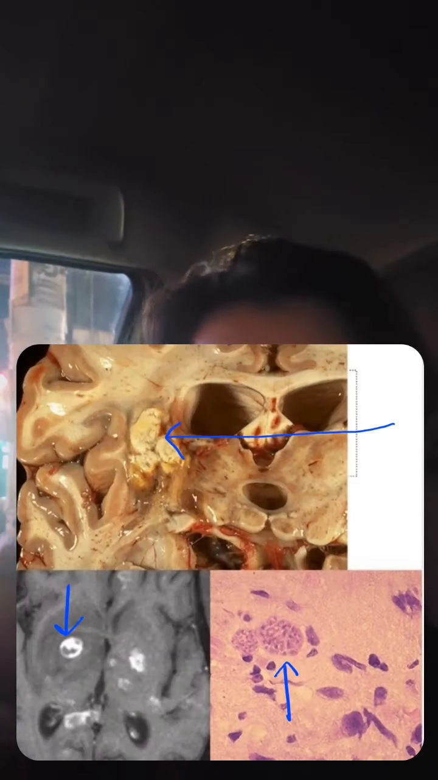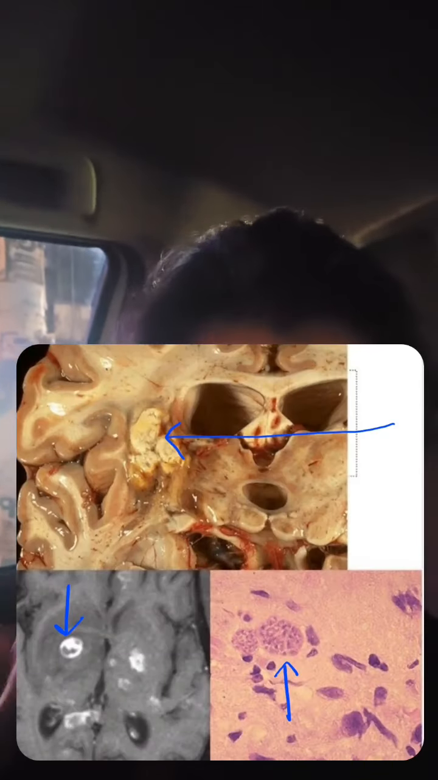Coming to the left side image, let's focus on this image again. Okay, so the left side top image is basically the abscess which is there in the brain, and the radiology is basically showing you a ring enhancing lesion. And what do you see in the microscopy? Look at this focus here. It's a pseudocyst basically, which contains Toxoplasma bradyzoites. There are multiple bradyzoites inside the cyst of Toxoplasma. So this is very characteristic of Toxoplasma.